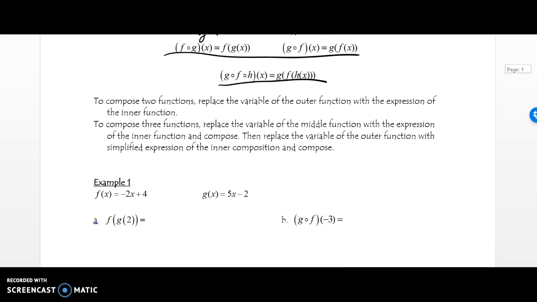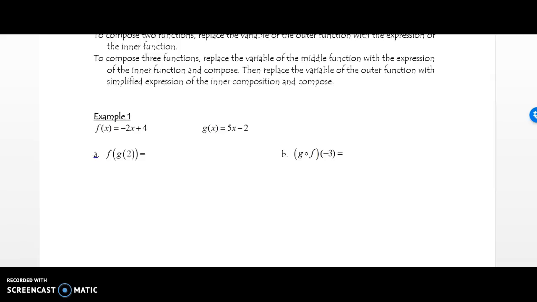We're going to do some examples here. So let's say we have these 2 functions defined as f of x is the linear function negative 2x plus 4, and g of x is another linear function, 5x minus 2. We want to find f of g of 2. So we always work on the inside first. So this says to find function g when x is 2. So we're going to find g of 2.